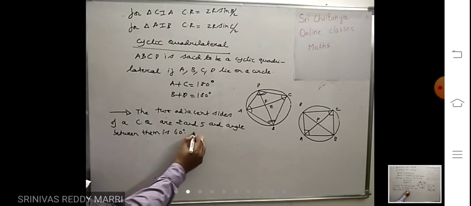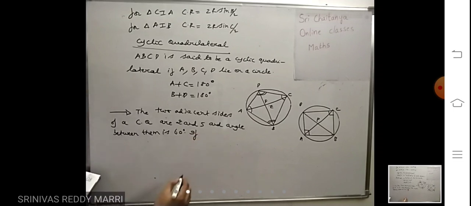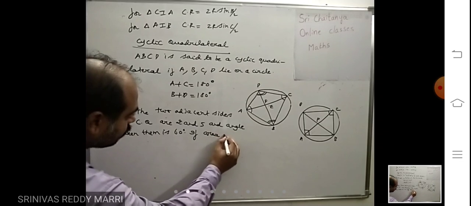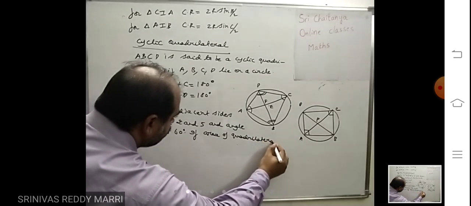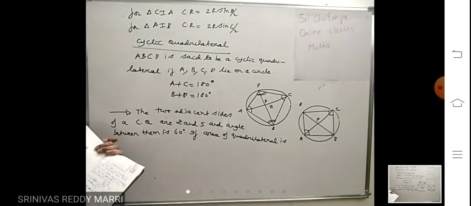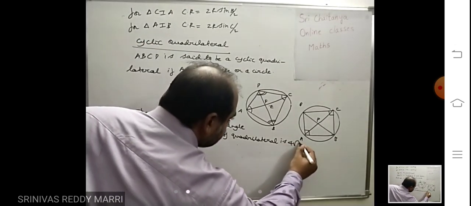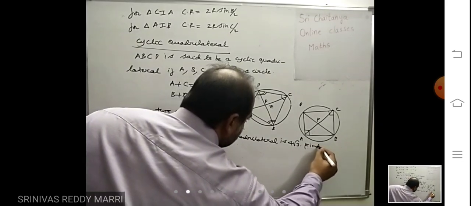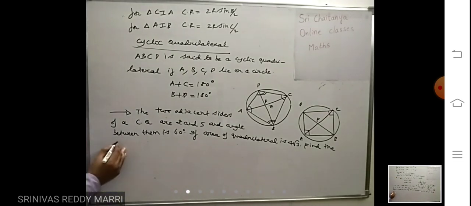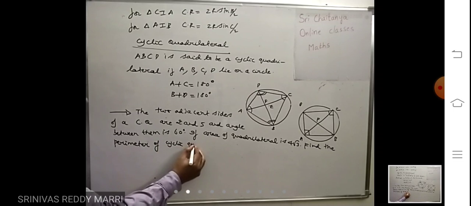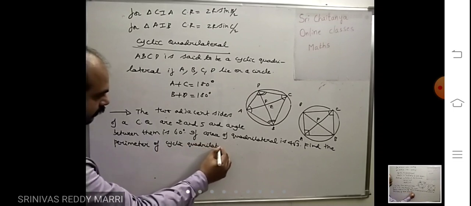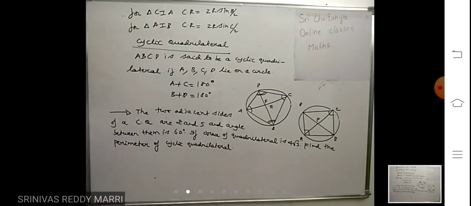If the area of the quadrilateral is 4 root 3, find the perimeter of the cyclic quadrilateral. Look at this problem, all of you.